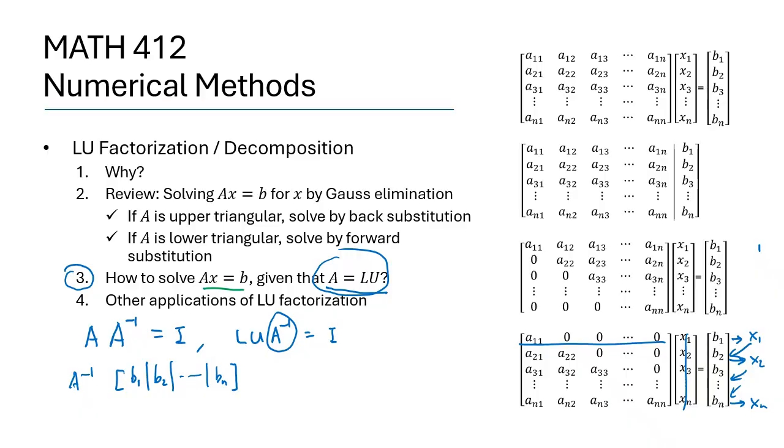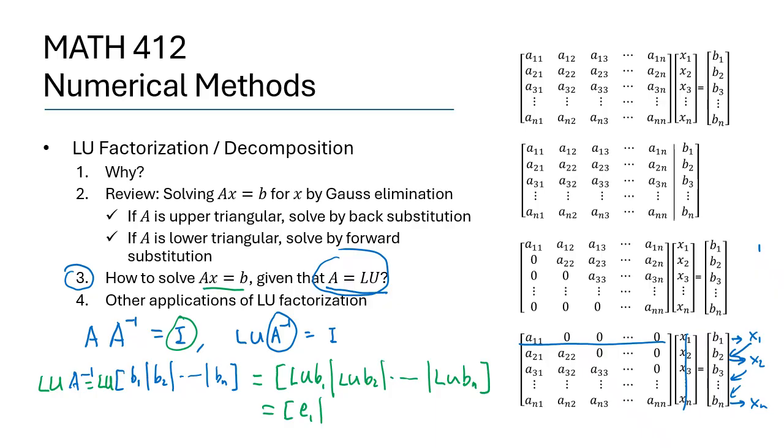Now LU times this is LU times this. Therefore, it's LUB1, LUB2, LUB sub m. Okay. Now we know its identity matrix is E sub 1, E sub 2, E sub m.